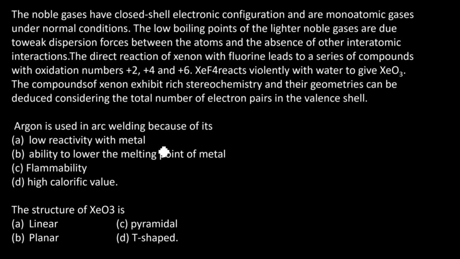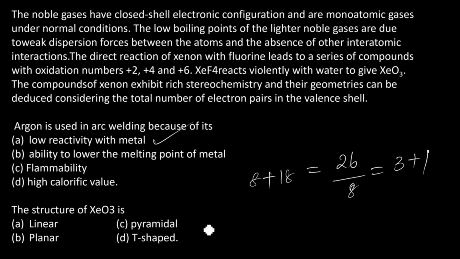So the answer to this question is A, low reactivity. Then the structure of XeO3. So 8 plus 6 into 3, 18, which will become 26 divided by 8. We already know this method. I already told you so many times about this method, which gives 3 bond pairs and the remaining 2, which is 1 lone pair. So total 4. So the structure is Xe with 3 bond pairs and 1 lone pair. Correct? This is sp3 hybridization, and the geometry is trigonal pyramidal.